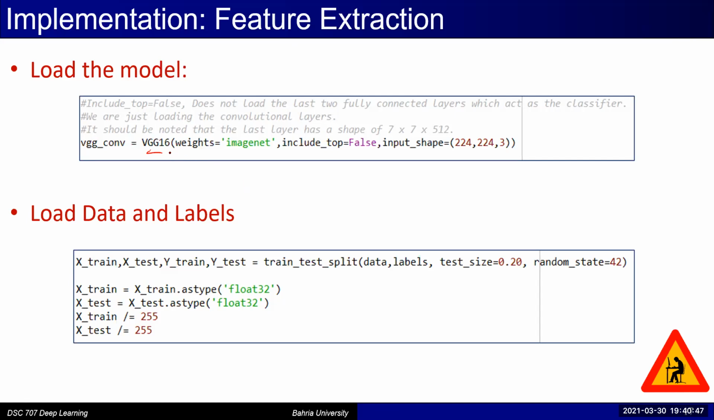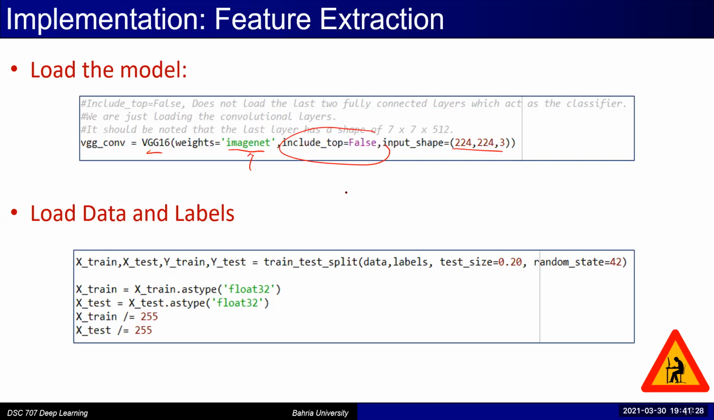Since it is publicly available, you can simply write VGG16, weights ImageNet, because it was trained on ImageNet. The input size was 224 by 224 by 3. And this parameter include_top, right? When it is false, it means you are saying, I just want the convolutional layers. Top means the fully connected layers, the classifier part. So if you want to load the classifier part, you will make it true. If you only want the convolutional part, you will make it false, right? Since we are implementing strategy three, which is just feature extraction, we only need the convolutional part, right?